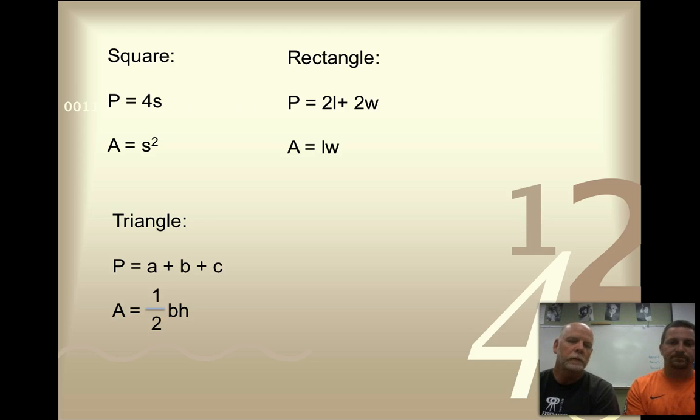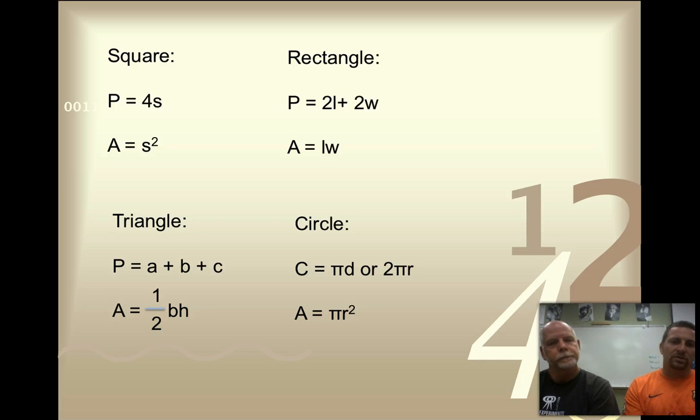Right. And then a circle, circumference of a circle. There's two different ways to do this depending on the information you're given. If you're given a diameter, it's just diameter times pi. Or if you're given radius, it's 2 times pi times the radius, or 2 times the radius times pi. We express circles kind of differently sometimes. We'll get into that as we do this, but those are the two basic formulas for circumference of a circle. And then the area of a circle is just pi r squared.